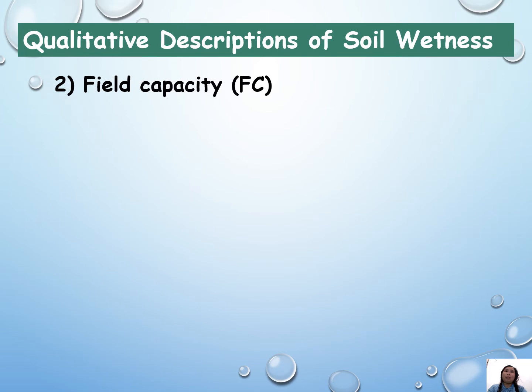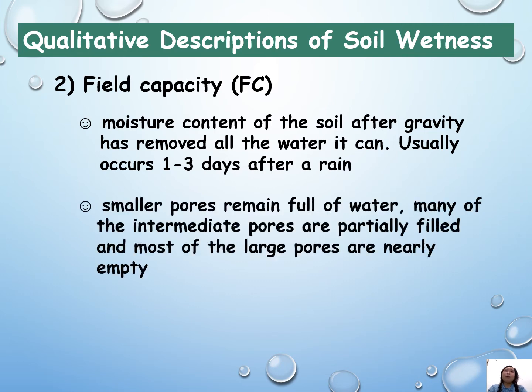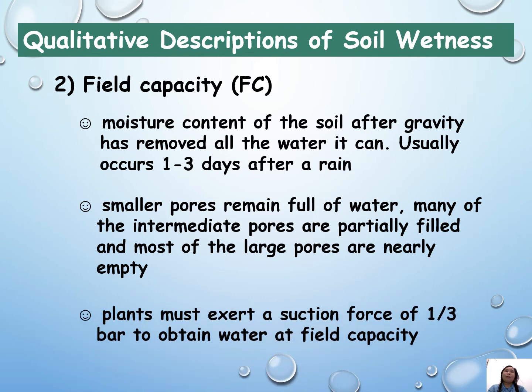Now another qualitative description is the FC, or the field capacity. It is the condition of the moisture content of the soil after gravity has removed all the water it can. And usually it occurs 1 to 3 days after a rain. The smaller pores remain full of water. Many of the intermediate pores, or the mesopores, are partially filled, and most of the large pores are nearly empty. At this condition, the plants must exert a suction force, usually at 1/3 bar, that is the unit of pressure, to obtain water at field capacity.